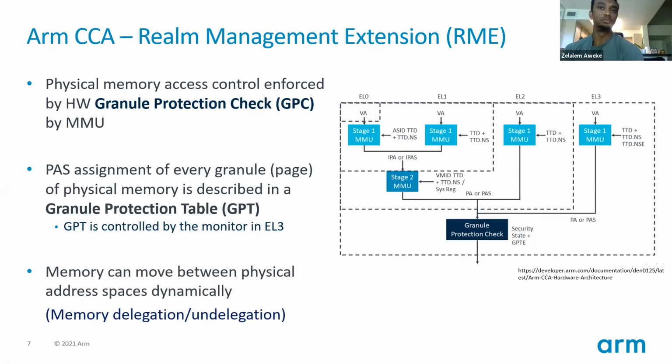Another major difference with the TrustZone architecture is that now memory can be moved between physical address spaces. For example, you can move a page or a granule from the non-secure into the realm world dynamically. This is called memory delegation and the reverse process is called undelegation. So this is a new important difference with TrustZone.